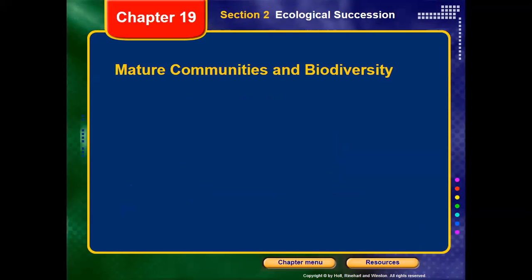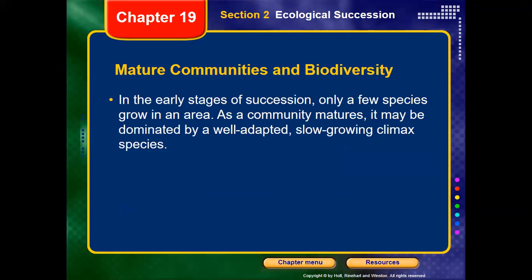So we see mature communities and biodiversity. Here we find that in the earliest stages of succession, only a few species grow in an area. Then once the community matures, the number of species starts to increase. That means in the beginning we just have a few species, and these few species help to balance the environment, which causes more species to be added.